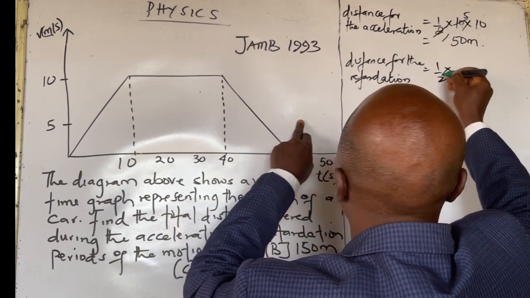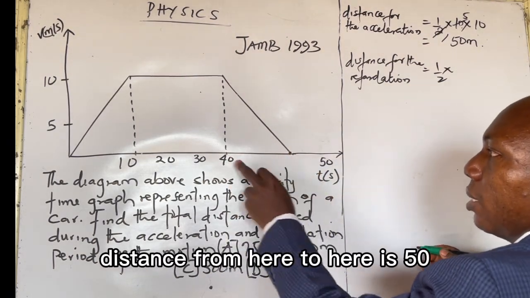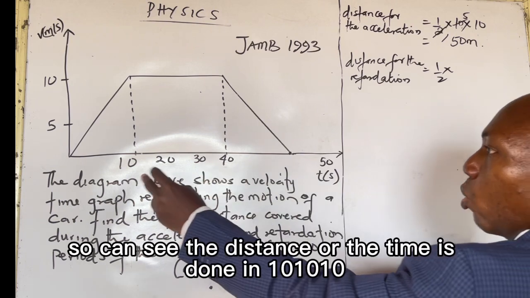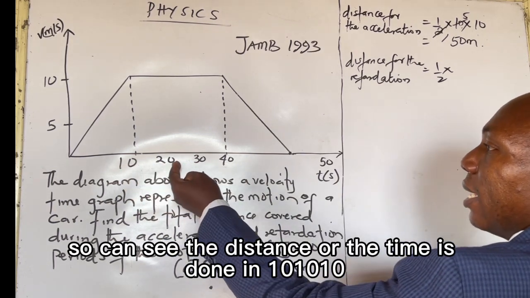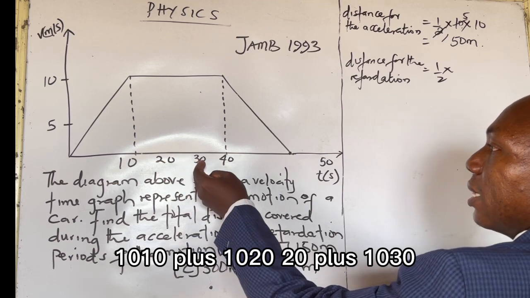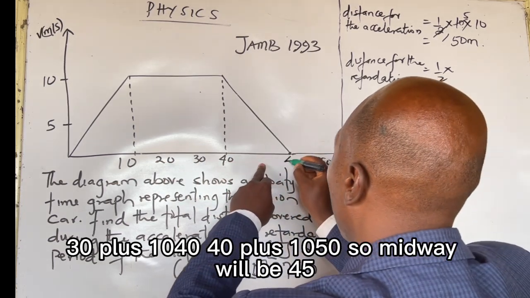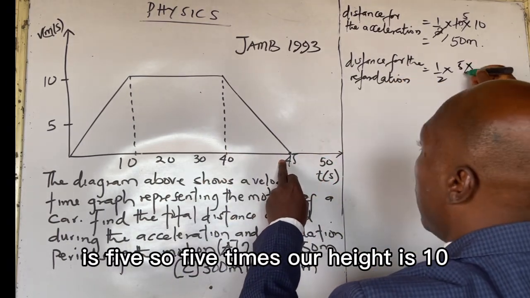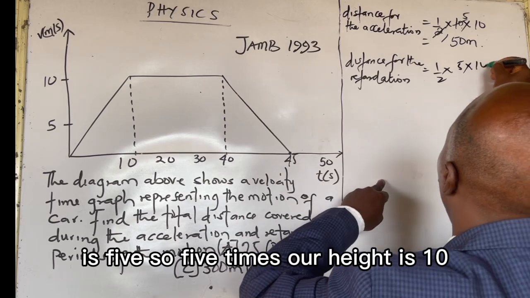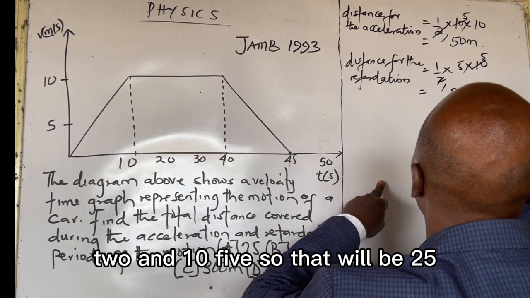So the distance for the retardation now. Distance from here to here is 50. So we can see the time is done in 10, 10 plus 10, 20, 20 plus 10, 30, 30 plus 10, 40, 40 plus 10, 50. So midway will be 45. The distance from here to here is 5. So 5 times our height, which is 10. So that will give you 2 here, 1, 2 in 10, 5. So that will be 25.